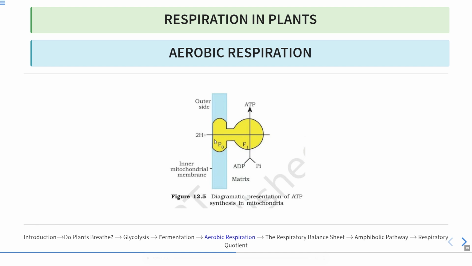So here you can see now the two hydrogen ions are transported back to the matrix region, and this ADP and Pi get coupled in the F1 particle, and ATP is synthesized. So for every two hydrogen ions that enter the matrix region, ATP synthase will synthesize one ATP molecule. So this is the diagrammatic presentation of ATP synthesis in the mitochondria.